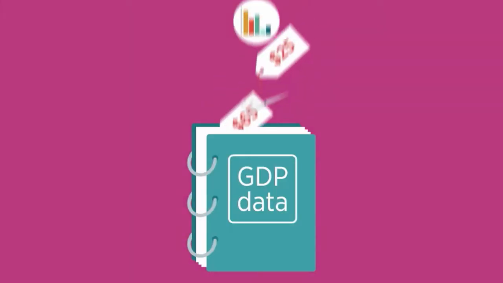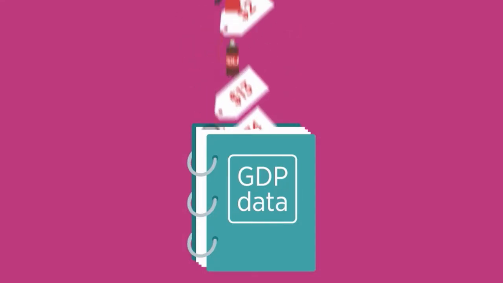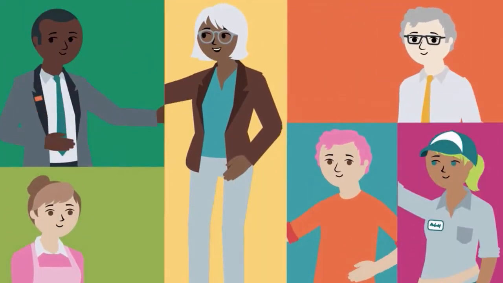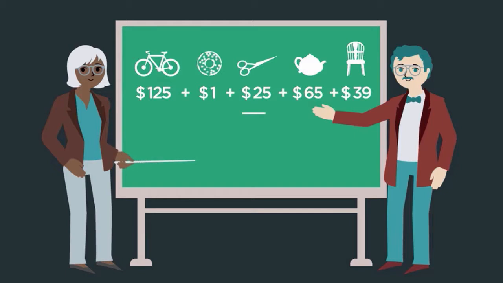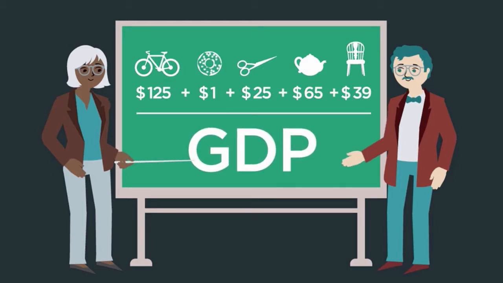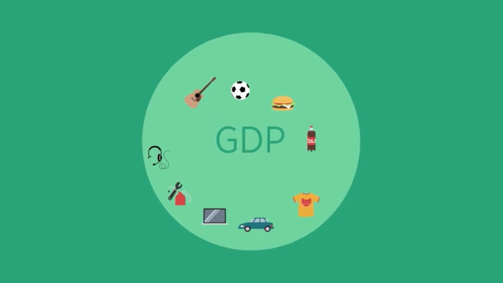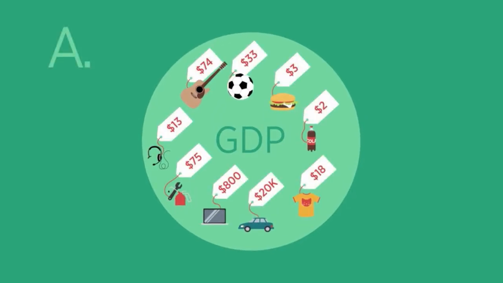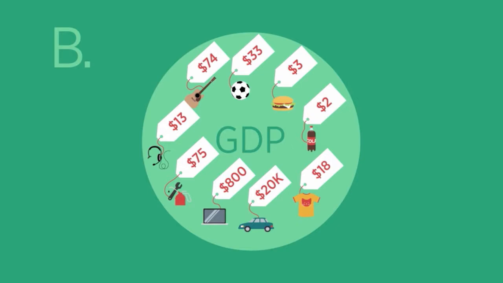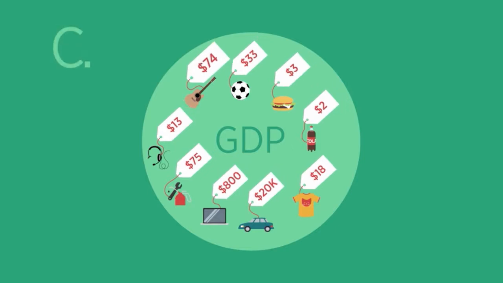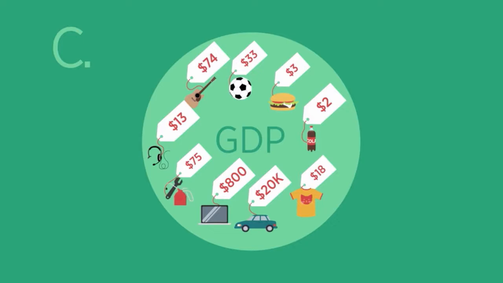GDP is among the most important and widely reported pieces of economic data. A wide variety of people, from business owners to policymakers, use GDP in decision-making. Economists use actual market prices to calculate the value of GDP. And as you know, prices are constantly changing, and those changing prices can make it difficult to understand a change in GDP. For example, an increase in GDP could mean any of the following. A, the country has produced more goods and services. B, the country has produced the same amount of goods and services, but the prices of those goods and services have increased. Or C, the country has some combination of more goods and services produced and higher prices.